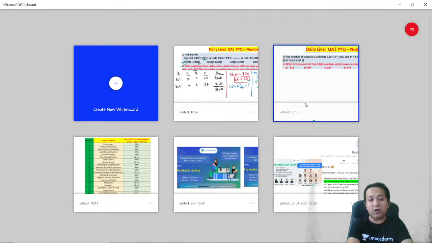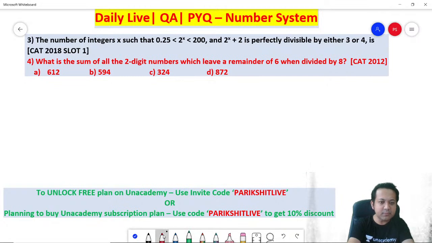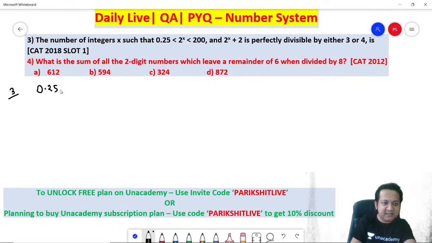Remember, some of you might not have finished number system. Don't worry. Number system is mostly common sense. There is no theory behind it, right? Let's look at question number 3. The number of integers x such that 0.25 is less than 2 to the power x, and this in turn is less than 200.